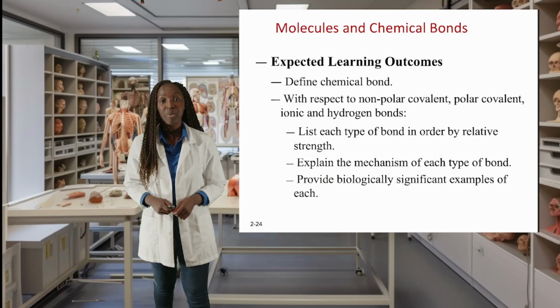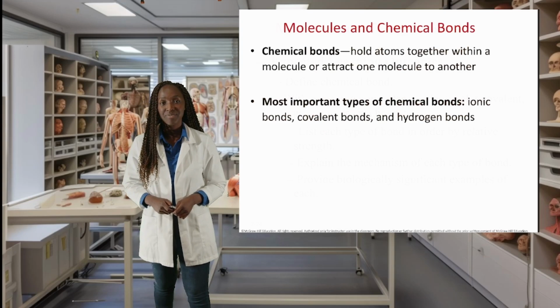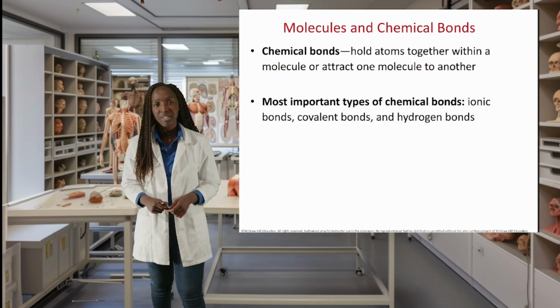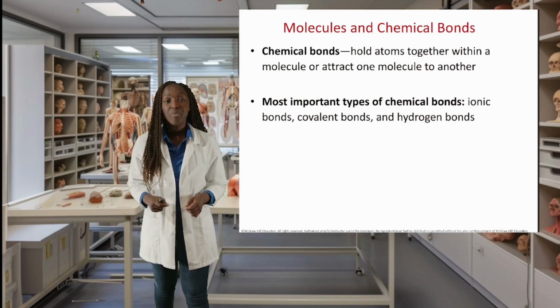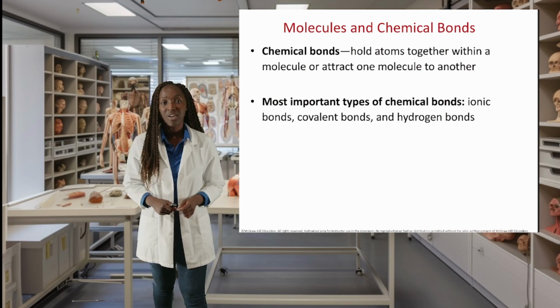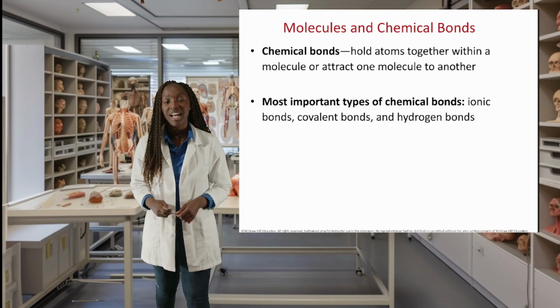In this video, we'll be going over chemical bonds. Chemical bonds hold atoms together within a molecule or attract one molecule to another. The most important types of chemical bonds are ionic bonds, covalent bonds, and hydrogen bonds.